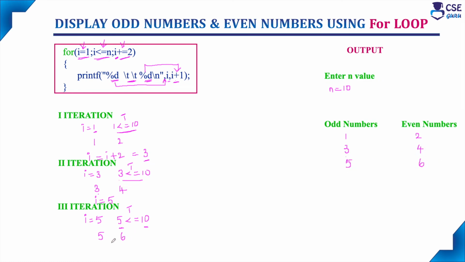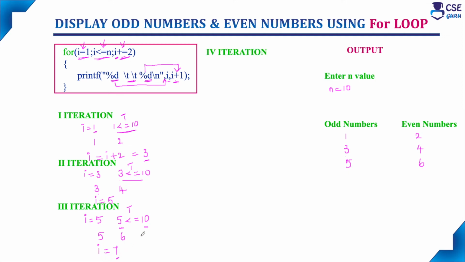And at the end of the body of the loop, if you are considering, it will update the variable value. That is I equal to I plus 2. So I value is 5 plus 2, which means we will get it as 7.